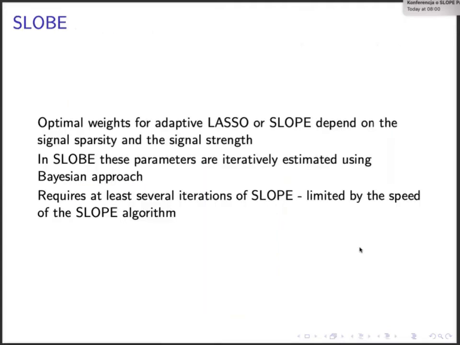So we use SLOBI. We have a new version of SLOB where we use weighting. These optimal weights for adaptive lasso and SLOB depend on the signal sparsity and the signal strength. So in our approach, we use a Bayesian approach where we iteratively estimate these parameters. When we use this adaptive slope, we have to do many iterations of slope. So we reiterate slope by adjusting our weights, and it is really time consuming.